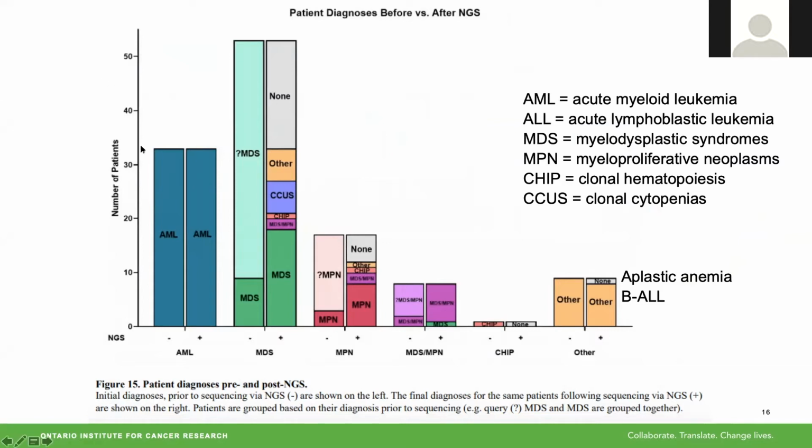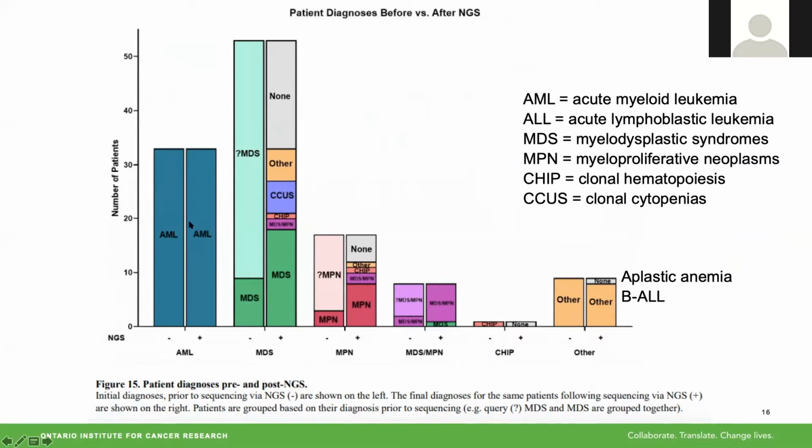So what I'm showing you here is before and after NGS. So AML, we can diagnose under the microscope if you have at least 20% blasts or by flow cytometry. So we don't need the NGS to diagnose the AML. We can stratify the diagnosis a bit. So it didn't impact our ability to diagnose it.